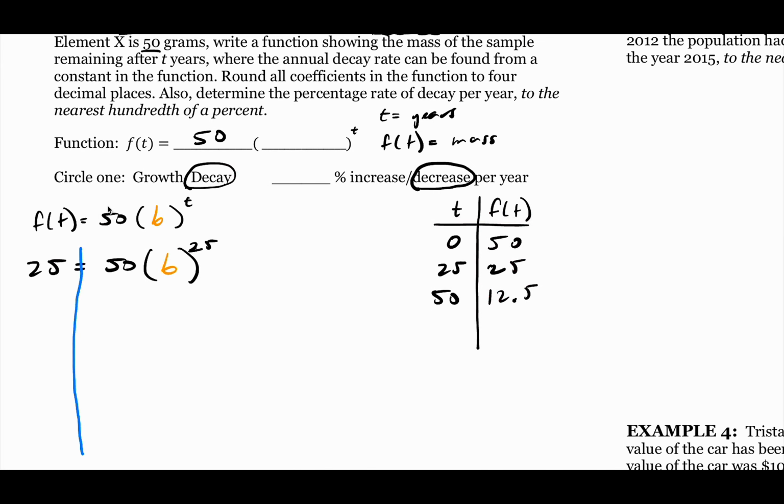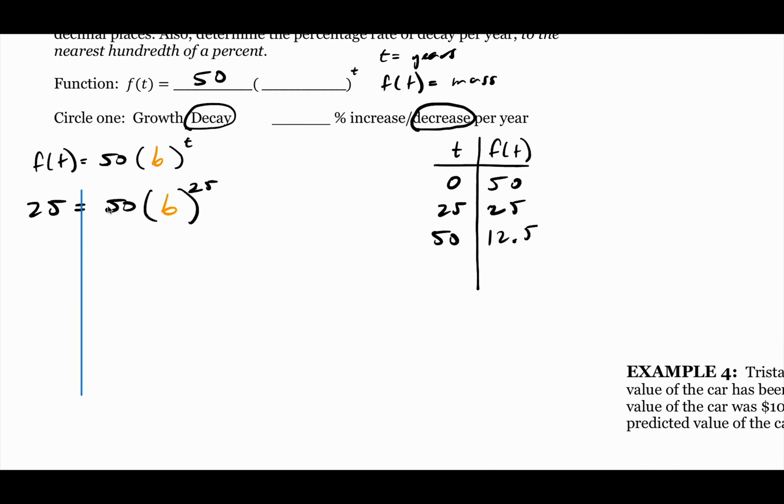Now I have to solve for b like I did in the last problem. First thing I'm going to do is divide by 50. 25 divided by 50 is 1/2, because 25 is half of 50. Now I have 1/2 equals b to the 25th. So the opposite is a root, in this case the 25th root. That's going to make just b by itself.